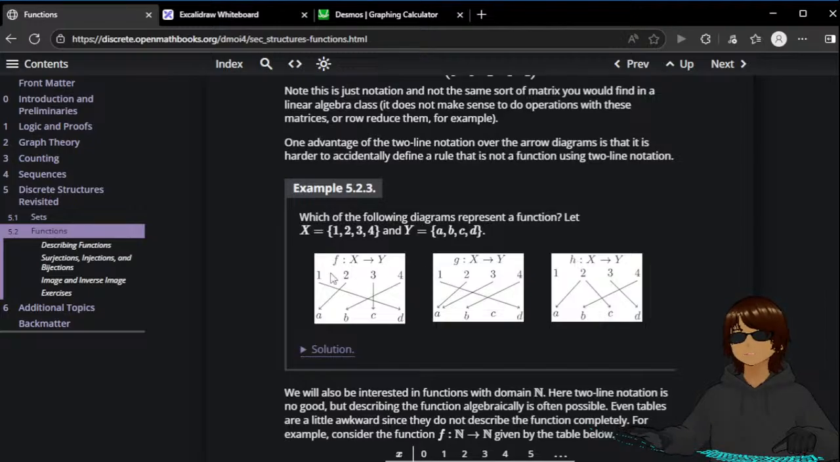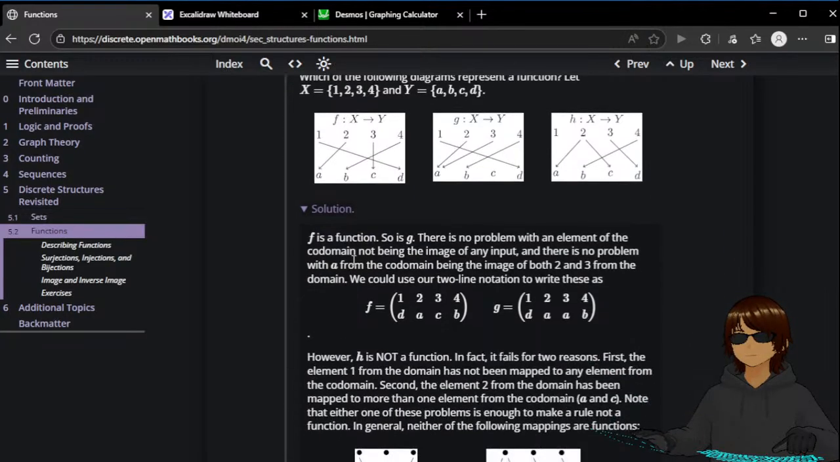So x goes to y, 1 to d, 2 to a, 3 to c, and 4 to b. Each of the following diagrams represents a function, so you cannot have an input giving two outputs. That is wrong. This is fine and this is fine. f is a function, so is g, but not h.